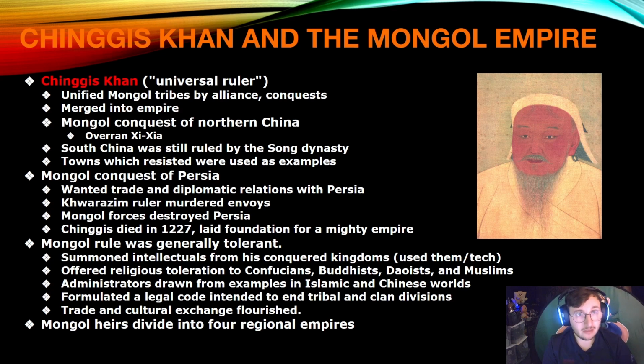Towns who resisted the Mongol rule were often used as examples. If you resisted, if you fought back, they were going to wipe out all the women and children, and they're going to brutalize the men. There are times where a town or city would resist, and they would capture, say, children, and then launch those children over their walls to force them to surrender. And then they would still wipe them out because they had the gall to resist the Mongol Empire.